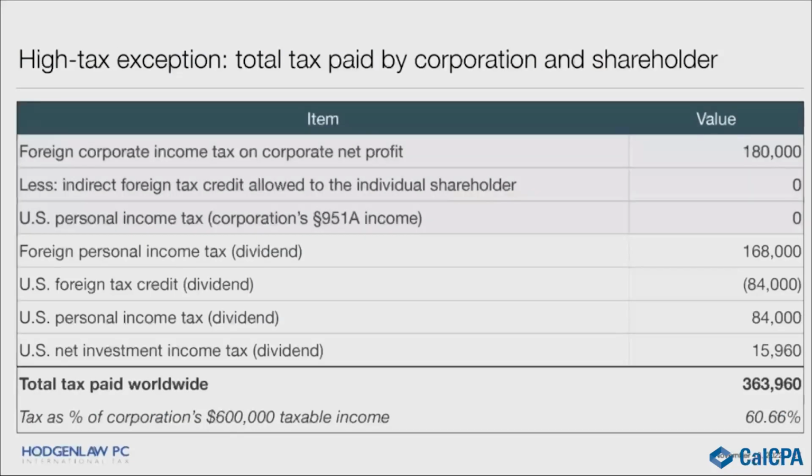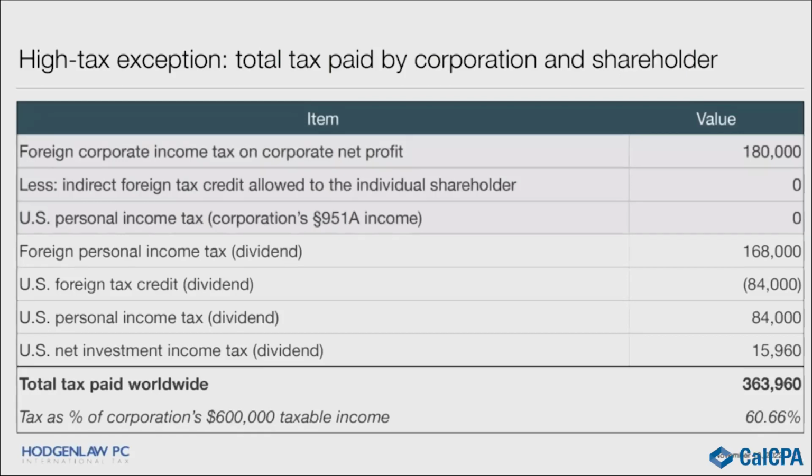And here's how it works. Again, the gray shaded rows at the top are the corporate. $180,000 of corporate income tax paid. The indirect foreign tax credit allowed to the individual shareholder: sadness, Section 960, you don't get any benefit, so that $180,000 is gone. But this time, no income tax for this corporation's Section 951(a) income. Good news. Now let's look at the unshaded rows, which are the personal side of the equation.